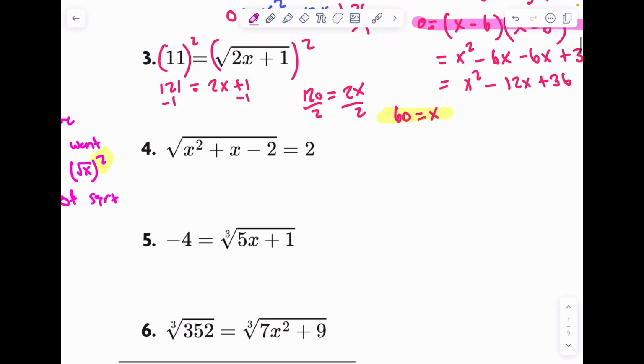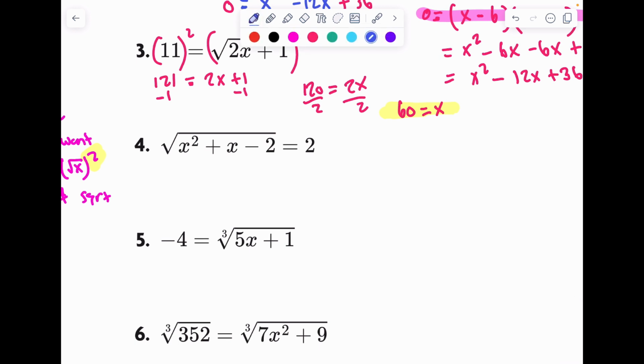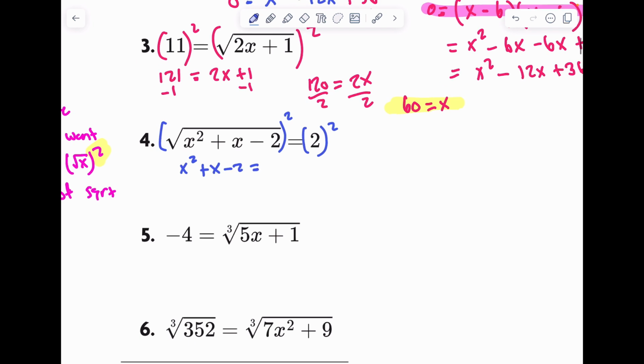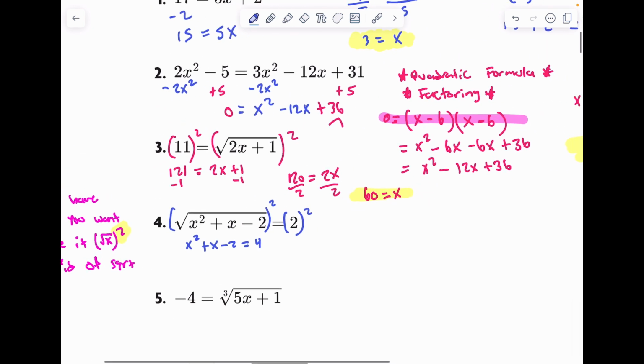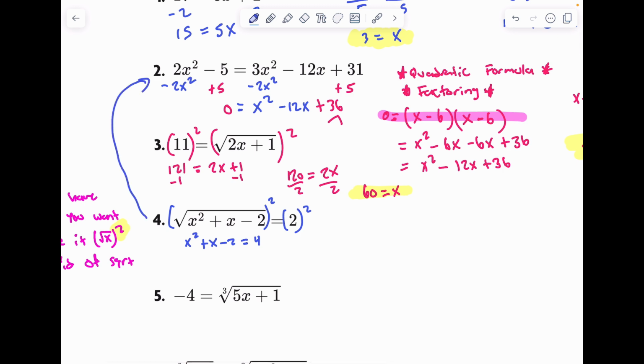So let's go back. And if I have it on both sides, I'm going to square both sides, okay? So again, the square root kind of goes away, right? So I get x squared plus x minus 2 is equal to 2 times 2, which is 4. And now I want to go ahead and do something very similar to what I did in question 2, right? So now we're making those connections.